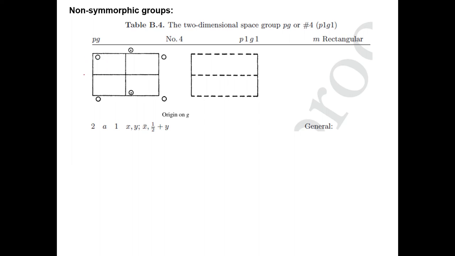If you reflect with respect to this plane, this guy goes right here. So there's not a point here, but you have to translate by a certain translation vector tau, which in this case is 1/2 along y to map this point into that point. Okay, so this is an example of a glide plane, a non-symmorphic group.